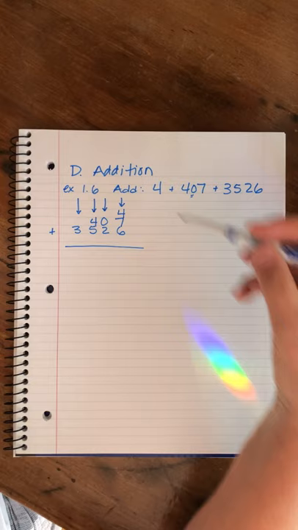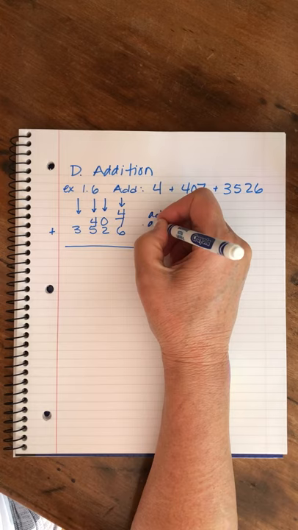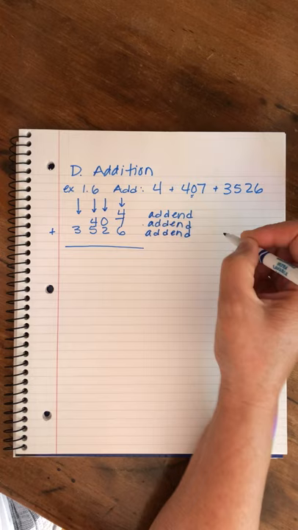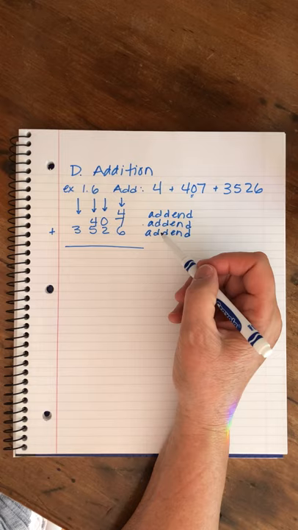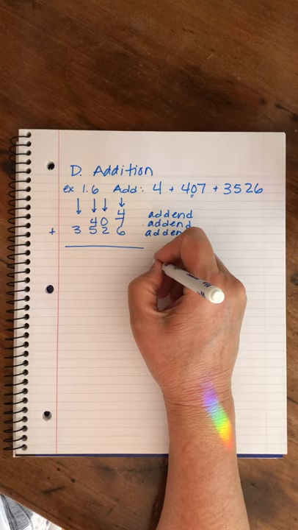Oh, the names of the parts of an addition problem are called addends. It's a funky word, but it's useful to know because later when we get to other things, we'll refer to numbers as addends. And if you can go, oh yeah, that means addition, then you'll be cool. The answer is called a sum, and we're gonna figure it out.